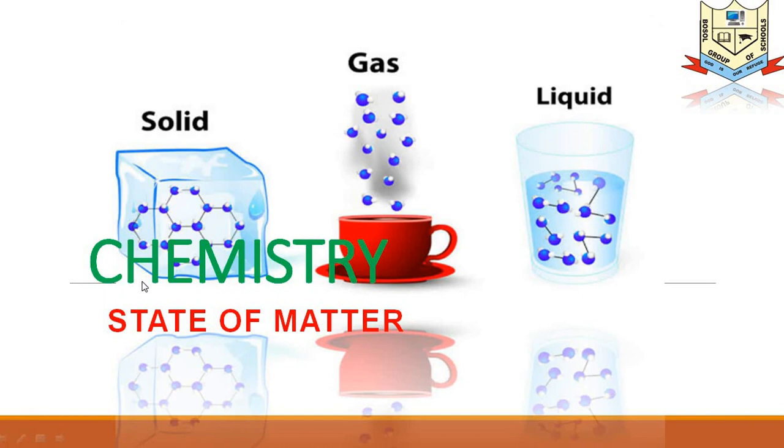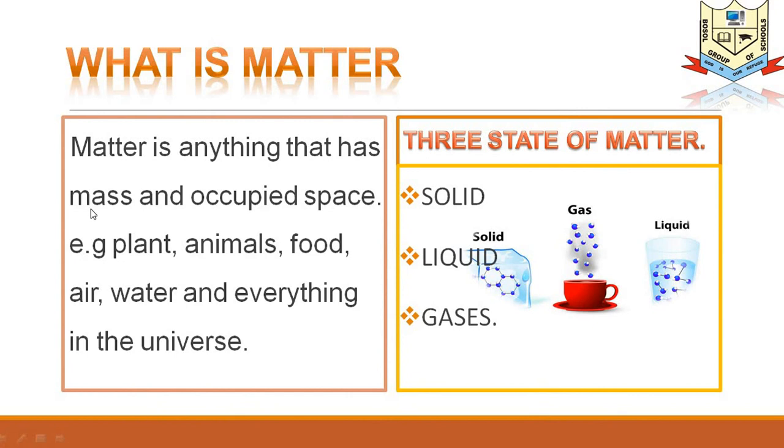In this video, we're looking at the subject chemistry and the topic states of matter. Now we'll talk about state of matter. We're talking about the condition in which matter is. And the next question is, what is matter? Matter is anything that has mass and occupies space.